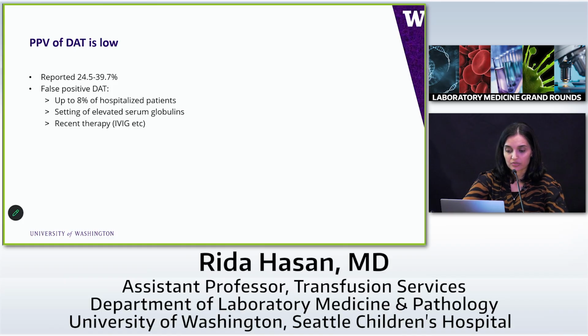And the literature has reported rates of about 24 to 40% for the positive predictive value. And again, the reason for this is because a lot of people can have false positive DATs. So again, up to like 8 to 15% of hospitalized patients, if they got therapy such as IVIG, depending on their underlying condition, you can have a false positive DAT.